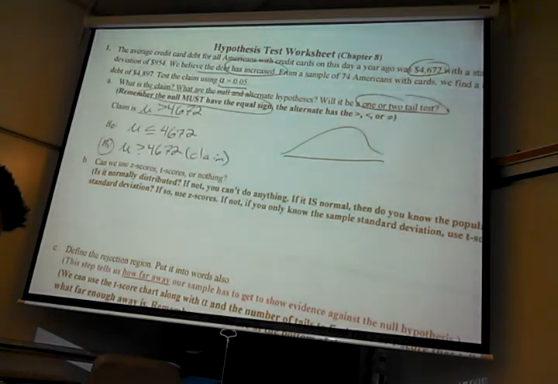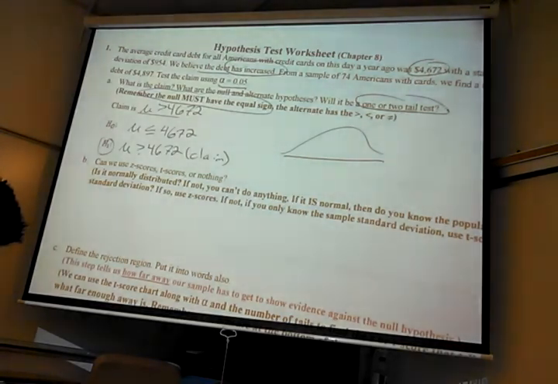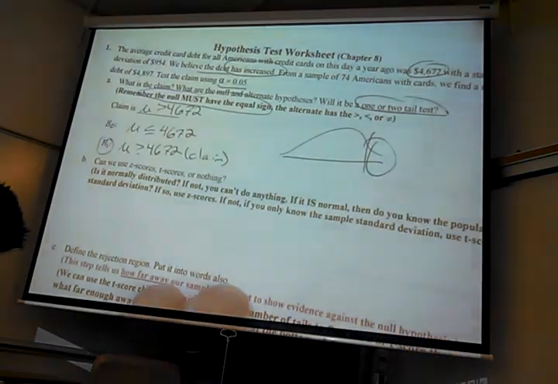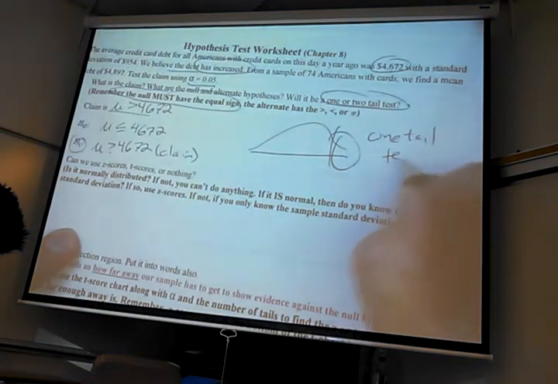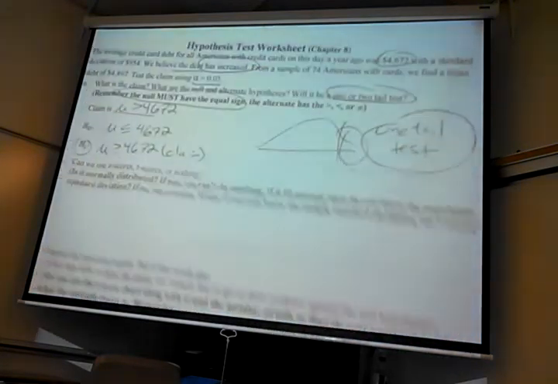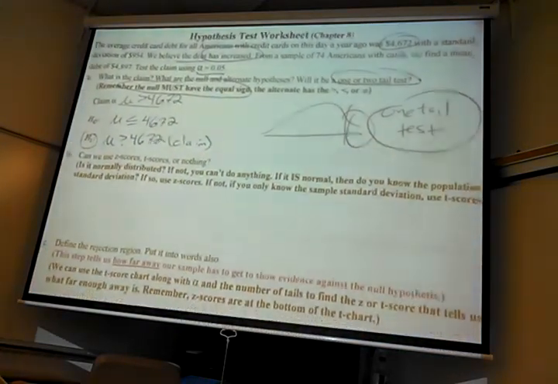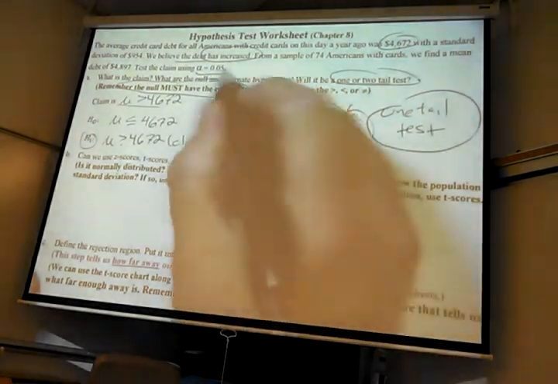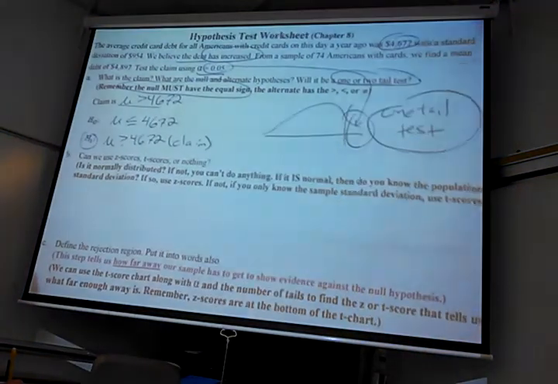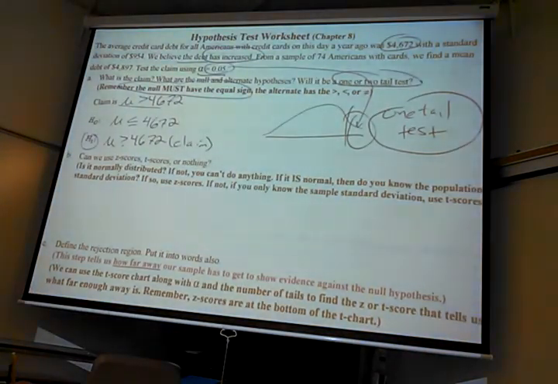Here, I want to specifically show that it's increased. So this must be a one-tailed test. I only want to end up here somewhere. So this must be a one-tailed test. So all the alpha they gave me is going to fit right in there. And that's, again, why the T-chart is set up for one and two-tailed.